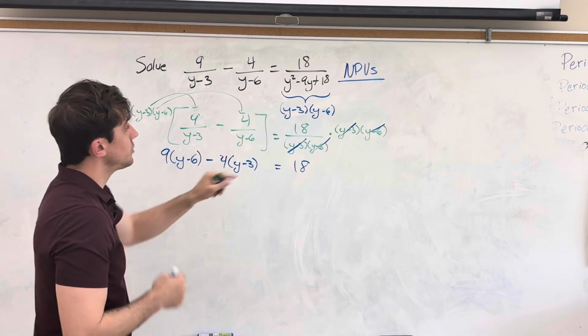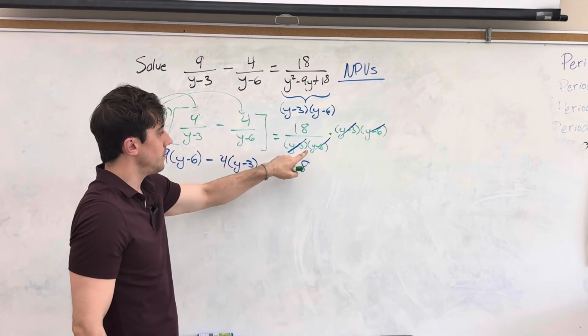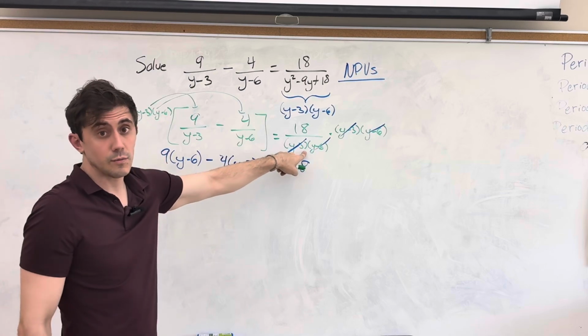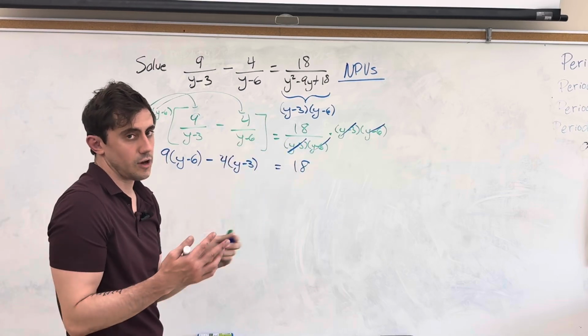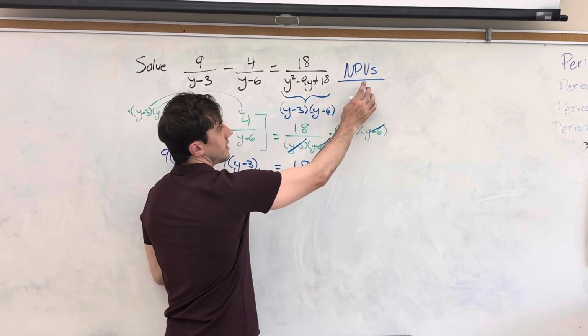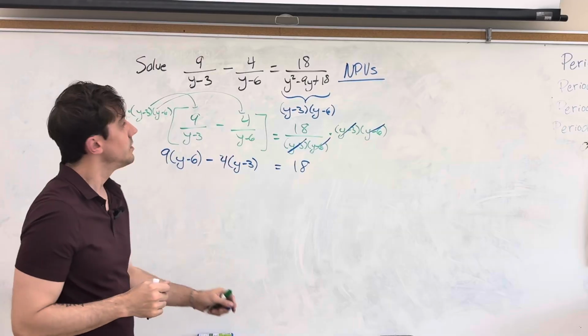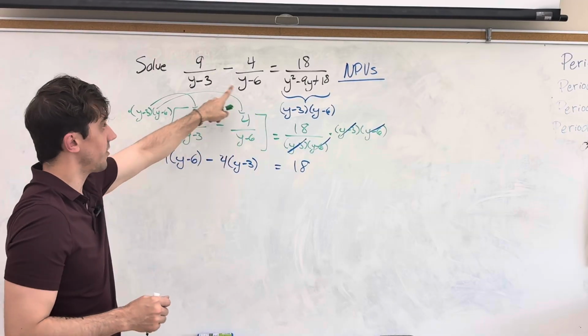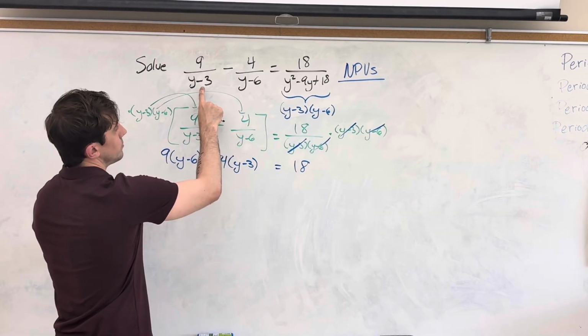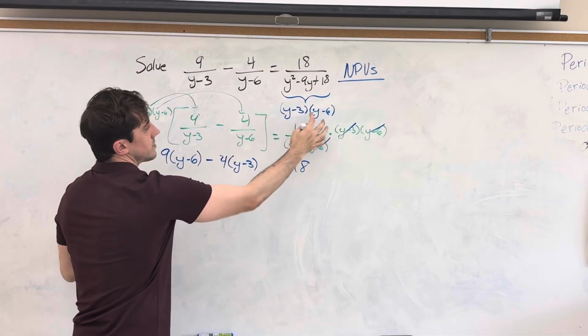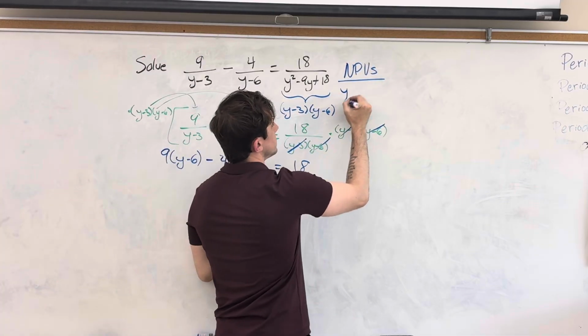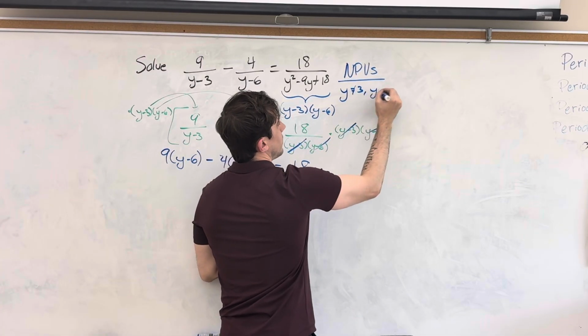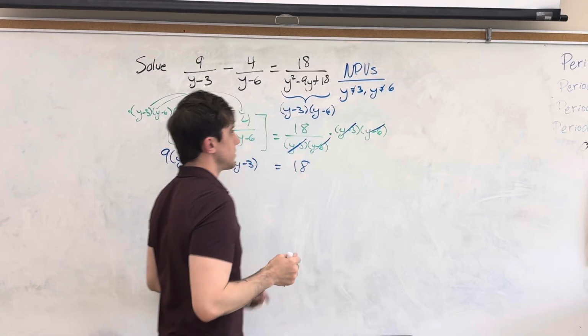Now we should note that we just got rid of variables in the denominator, which means we might have lost a solution along the way if we're not careful about our non-permissible values. So we can get our non-permissible values from the very beginning. We have y cannot be equal to positive 3 or positive 6, likewise, and so we should state those to be safe. Y cannot be equal to positive 3 or positive 6.